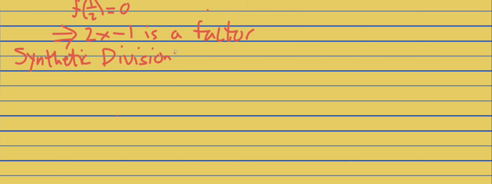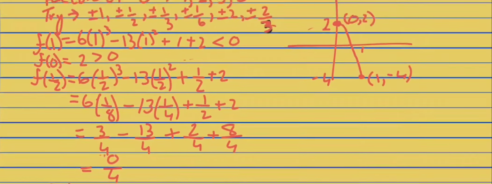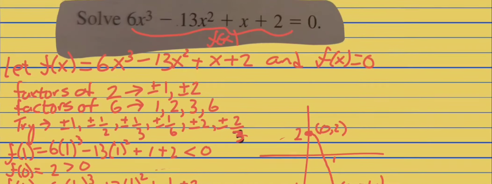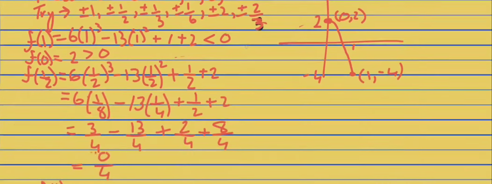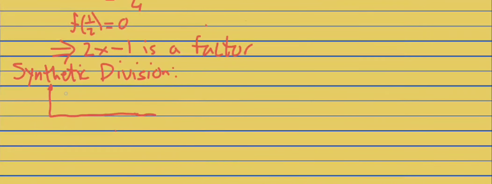It works the same way. Set it up the same way. So we have our box. Our polynomial was 6x cubed minus 13x squared plus x plus 2. It's in descending powers of x, descending by 1. So the coefficients are 6, negative 13, 1, and 2.